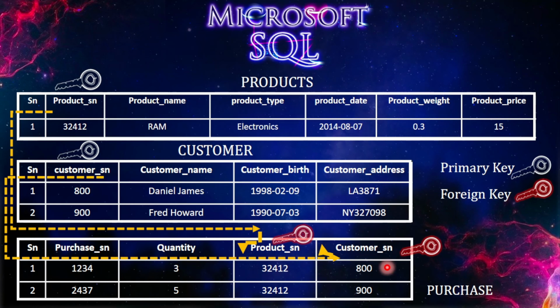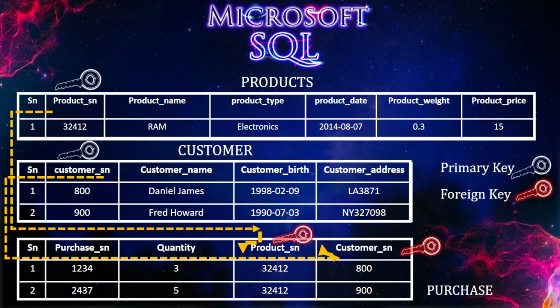Now the product serial number and customer serial number are both called foreign keys because they don't originally belong to the purchase table. They reference the primary keys in other tables, namely product serial number in the products table and customer serial number in the customer table, where they are designated as primary keys respectively in products and customer tables, where they originally belong. This is why we call SQL database relational.